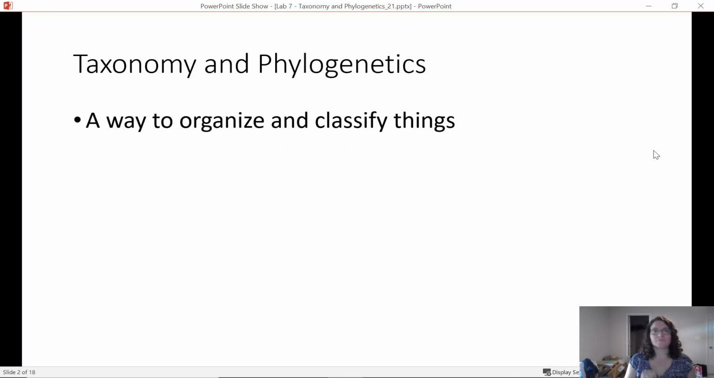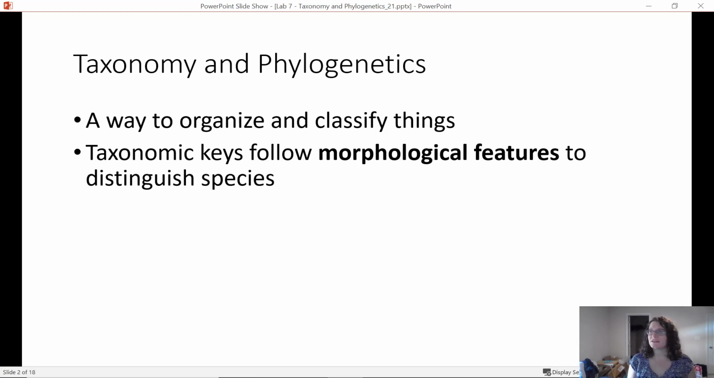So, taxonomy and phylogenetics are both ways to organize and classify things, okay? Taxonomic keys follow morphological features to distinguish species. You're going to be learning from your sub this week about the morphological species concept, but the idea is that if you are out in the field, you want to identify something, you're going to be using a taxonomic key. You don't need to know how closely it is related to something else. Instead, you just need to know, if I have these features, what does that add up to be? Okay? It's like a little mystery.